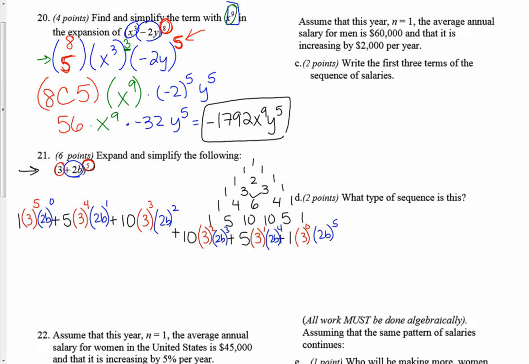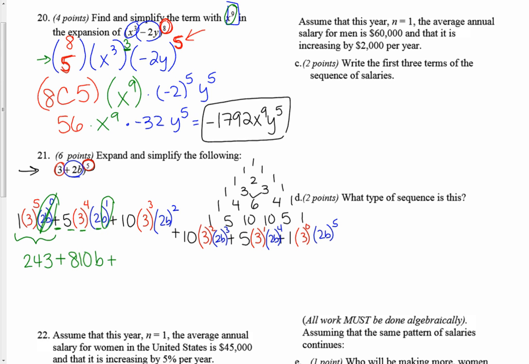So I have 1 times 3 to the 5th. Well, 3 to the 5th is 243. And then my 2b is to the 0 power. Anything to the 0 power is 1. So this first term is just 243. Then there was an addition sign to get to the next term. For the next term, I have 5 times 3 to the 4th power times 2. If I do that in my calculator, it gives me 810. And I have just b to the 1st power, so a single b.